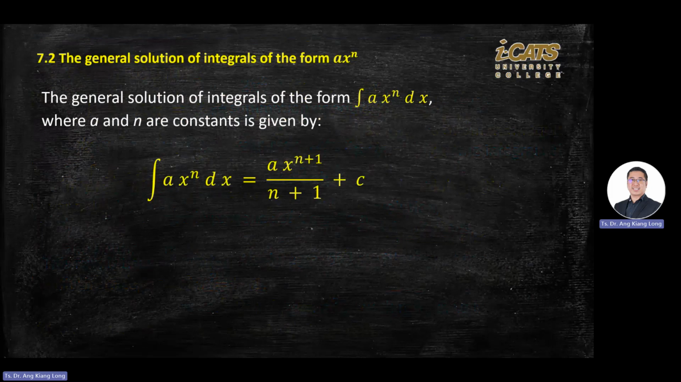So when you use this formula, your a is 4. x you copy. So x plus 1, your n is 0, 0 plus 1. And this one does not have a limit, so plus c. So at the end, you get 4x divided by 1 plus c. C divided by 1, you don't need to write. So you write as 4x plus c.